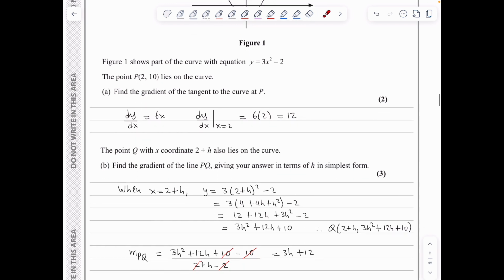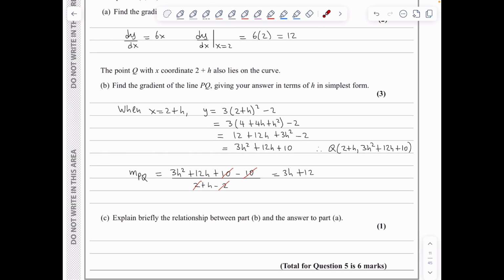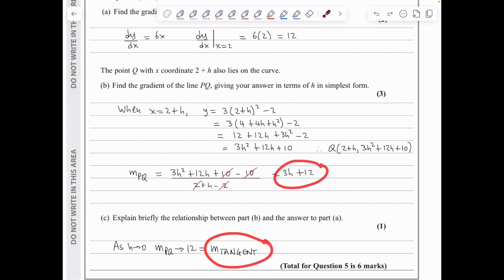And actually, if we look at our answers, we can see that as h goes to 0, this vanishes and we are left with 12, which is exactly the answer we got in part A. So I'm going to simply say that as h tends to 0, the gradient of PQ goes to 12, and therefore we can see that this is equal to the gradient of the tangent.